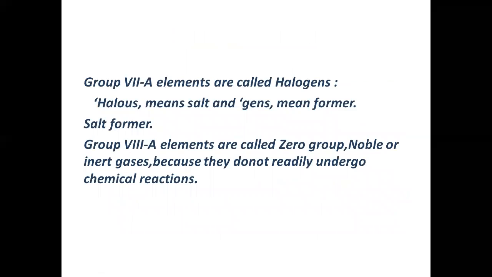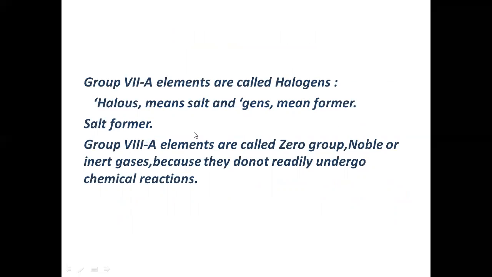Group 7A elements are called halogens. Halous means salt and gens means former. Halogens react with metals and form salts. That's why they are called salt formers.